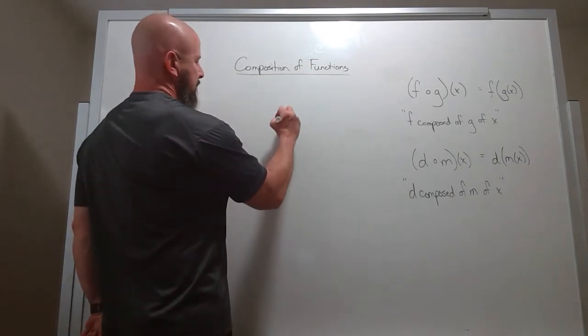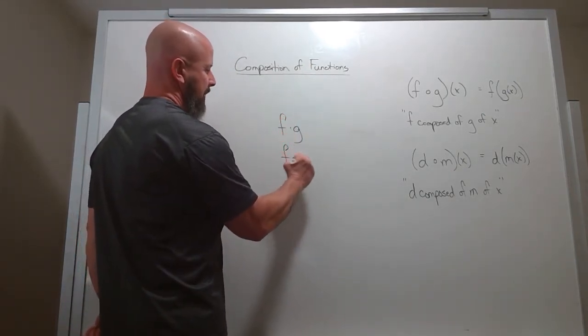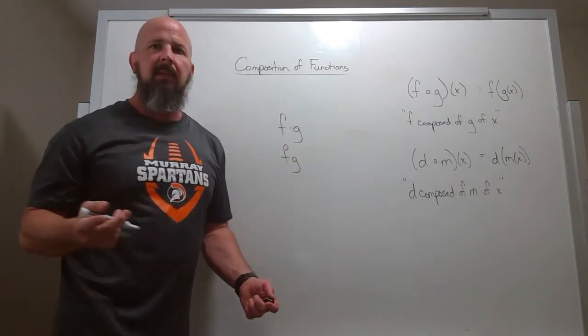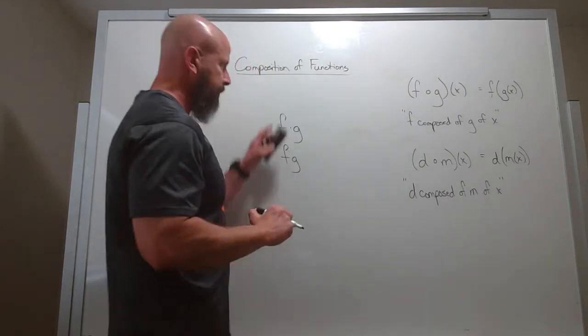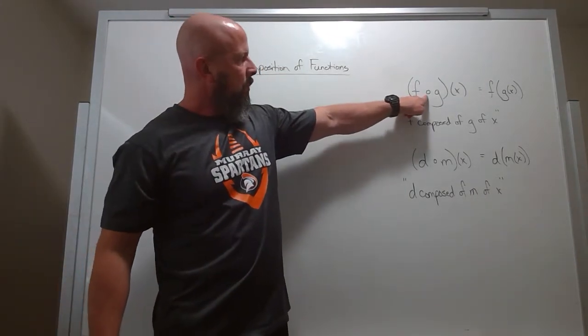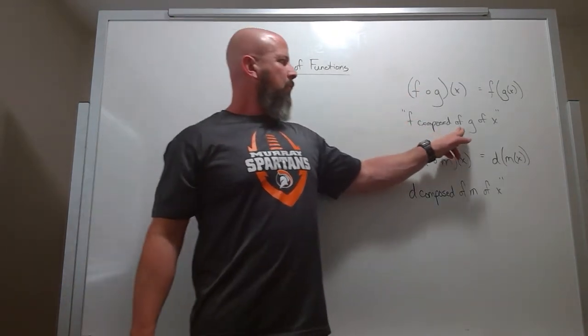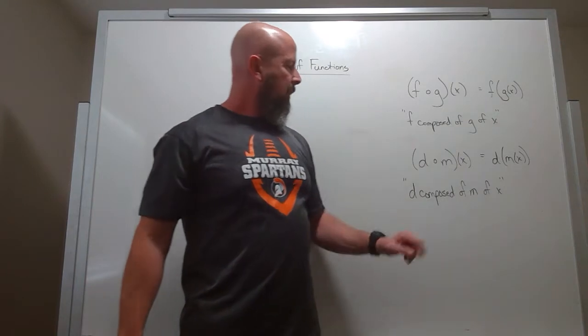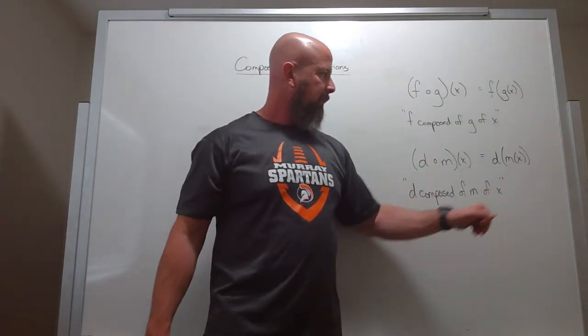What you're used to seeing is like a dot or side by side, and that means multiplication. So a little bit different here. So we're looking for that open circle. We read this first one composed of the second one. So I would read this as f composed of g of x, d composed of m of x.